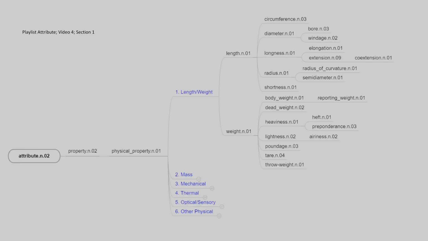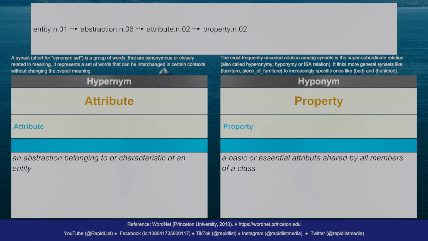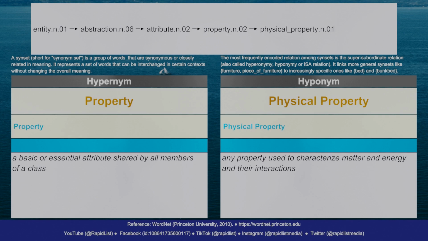Section 1. In this section we will explore the physical properties length and weight. Property. A basic or essential attribute shared by all members of a class. A study of the physical properties of atomic particles. Physical property. Any property used to characterize matter and energy and their interactions.